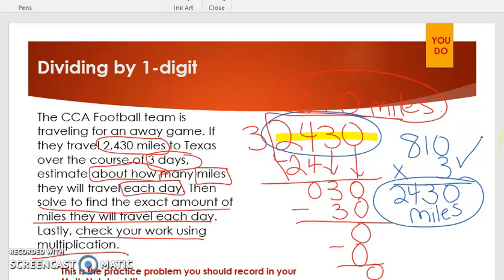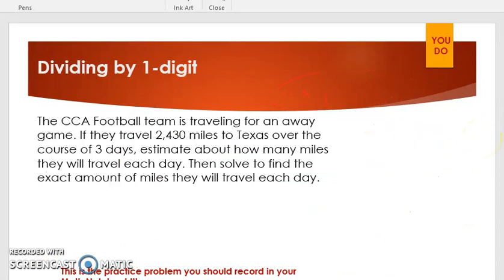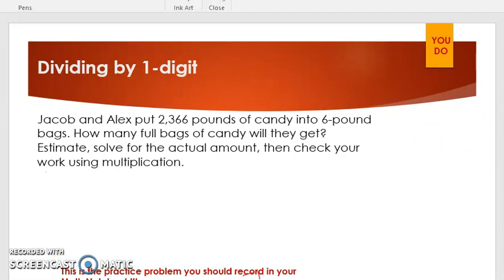Now let's go on to the last you do. Go ahead and read the question and pause the video. Okay, let's see how we solved this question. We know that Jacob and Alex put 2,366 pounds of candy into 6-pound bags. We want to know how many full bags of candy will they get? How many full bags? Notice this word full.